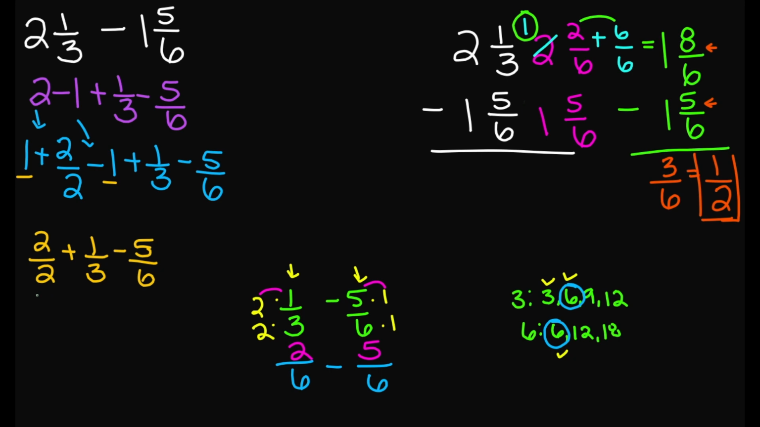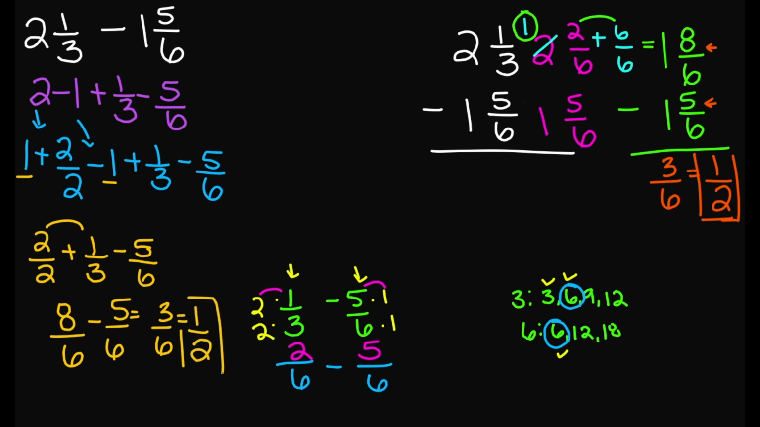When you add 2 over 2 plus your 1 over 3, this is going to give you 8 over 6. And then you have 8 over 6 minus 5 over 6, and this is going to equal 3 over 6. And when you simplify, you're going to get 1 over 2. So your final answer here on this side, if you were to expand, you're also going to get 1 over 2 as well.